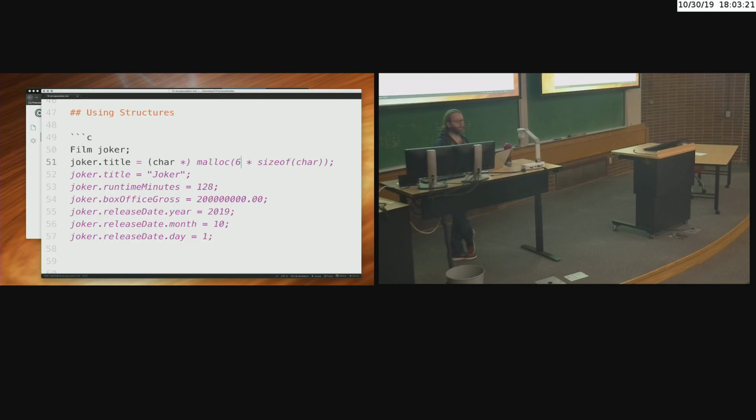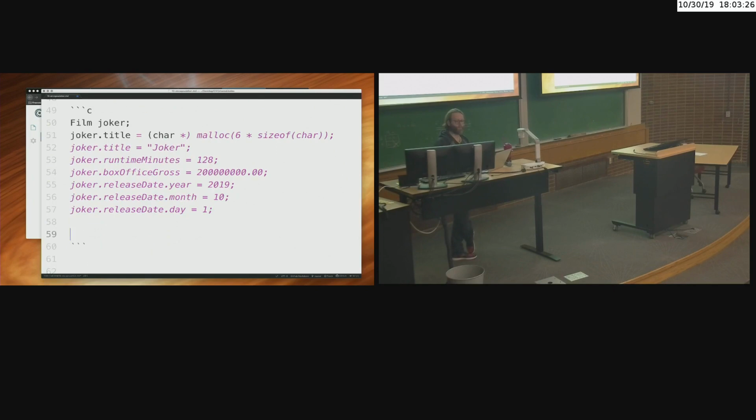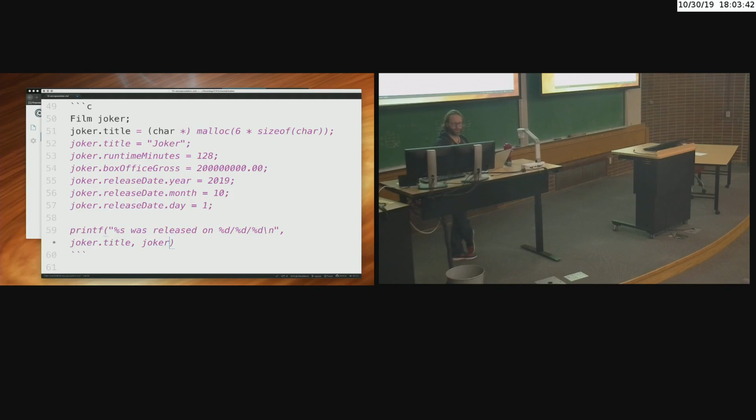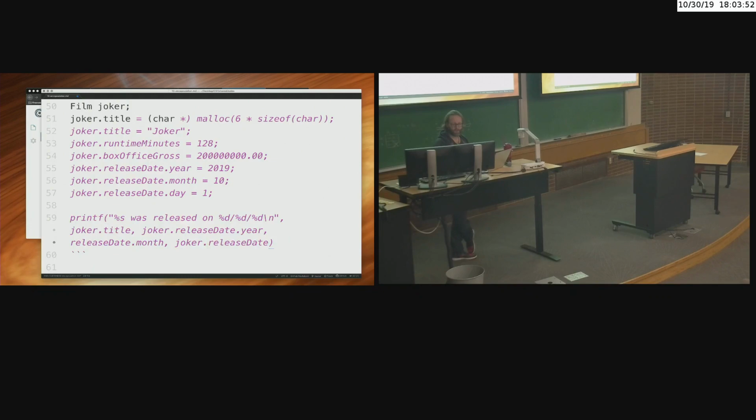Okay. Well, that takes care of that, and then later on, if you want to print stuff out, you do the same thing. So printf, percent s was released on percent d, percent d, percent d. And that's all I'll do for now, just the title and the date. Joker.title, joker.release date.year, joker.release date.month, joker.release date.day.